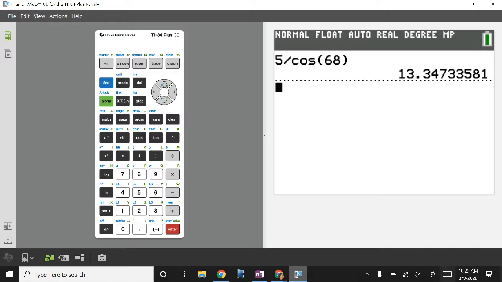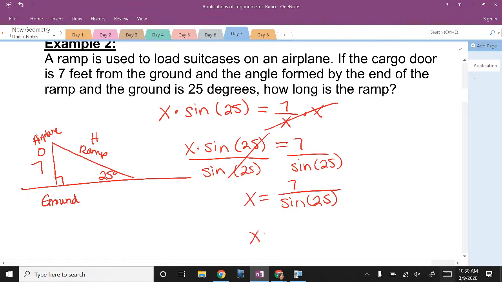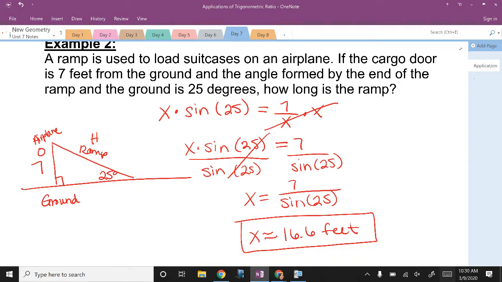So 7 divided by sine. Do we use sine or inverse sine? Sine, because we know the angle. I'm trying to hit parentheses. There we go. About 16.6 what? Feet. Yep, and that's the length of the ramp. And that's the hypotenuse. And does that make sense if the hypotenuse is longer than that 7 feet tall? Yeah. Okay, so if you're looking for a hypotenuse, make sure it's longer than the other side that you got.